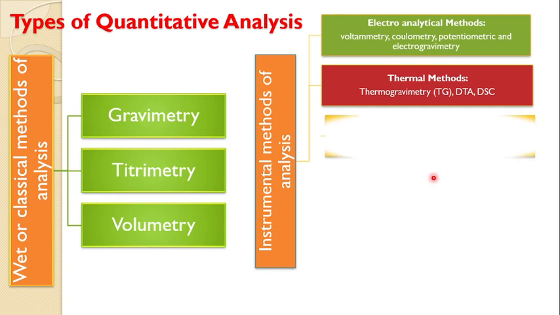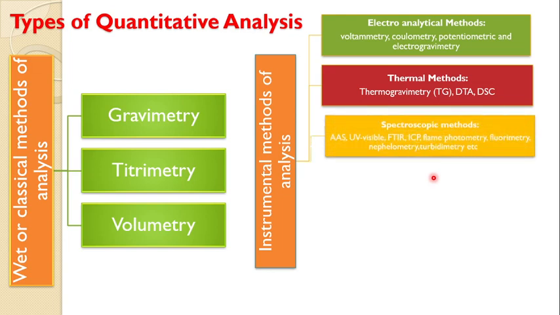The next is spectroscopic methods. Spectroscopic methods depend on the radiant energy either absorbed or emitted by the sample. Among absorption methods are atomic absorption spectroscopy, ultraviolet spectroscopy, infrared spectroscopy, like this. Then ICP is one method in which emission is included. That is ICP or flame, in which emission is measured. Then fluorimetry, in which the fluorescence or emitted radiation is measured.